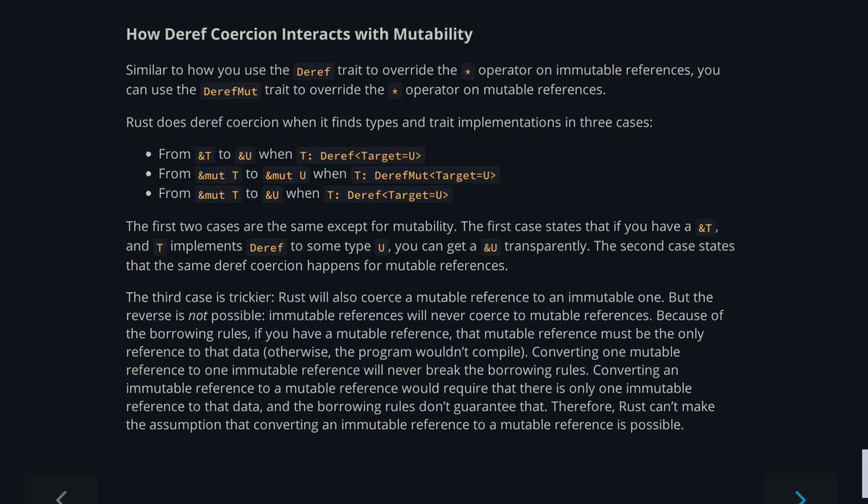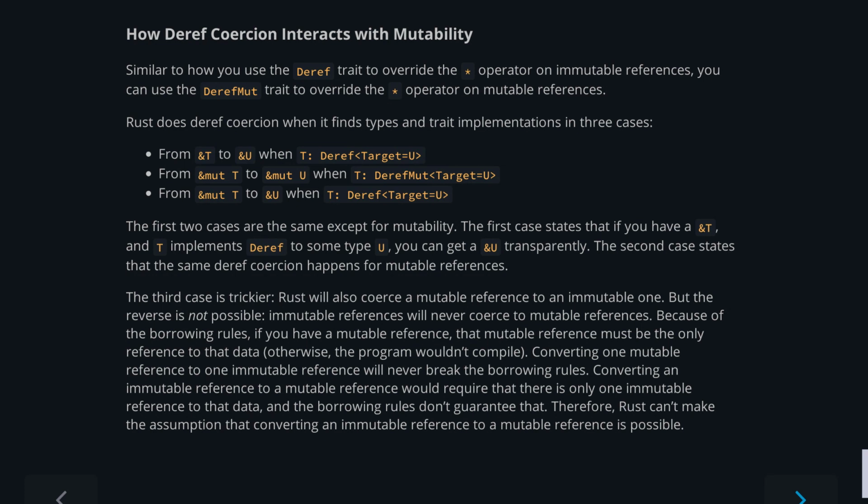The first case states that if you have a &T, and T implements Deref to some type U, you can get a &U transparently. The second case states that the same deref coercion happens for mutable references. The third case is trickier. Rust will also coerce a mutable reference to an immutable one, but the reverse is not possible. Immutable references will never coerce to mutable references.